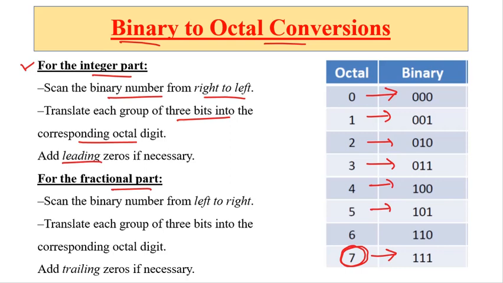For the fractional part, to convert it into octal, scan the number from the decimal point to the right side, that is from left to right, and partition the binary number into 3 bits each. After partitioning, translate each group of 3 bits into the corresponding octal digit. While partitioning, if any partition lacks 3 bits, add zeros.